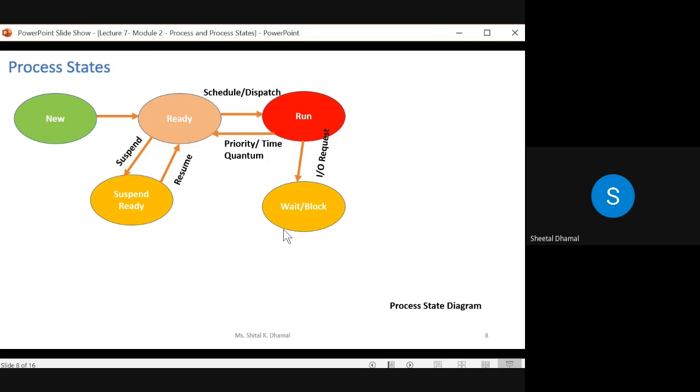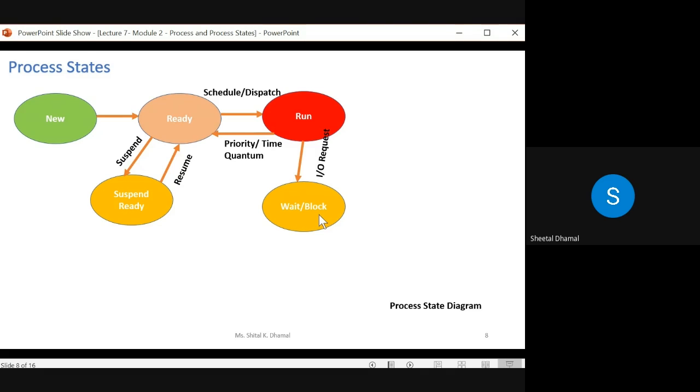So when the user enters the input, only then can your process continue its next job. Whenever it requests input or output, suppose you are taking a printout, then at that time you will request the printer. Then your process gets shifted from the run state into the wait or block state.